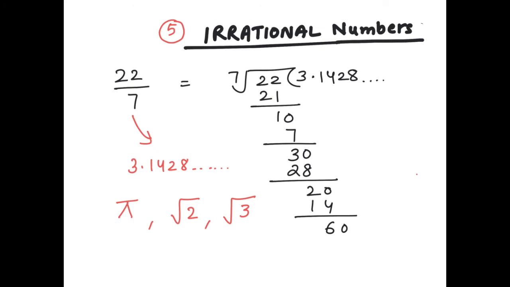So let's talk about it. 22 over 7. If you talk about 22 over 7, it is giving you a decimal which is not terminating. Also, there is no pattern. So these types of numbers which do not terminate and also don't have a pattern are called irrational numbers. You will see square root of 2, square root of 3 or pi. These values will give you irrational number values.